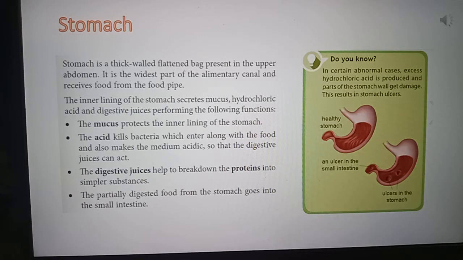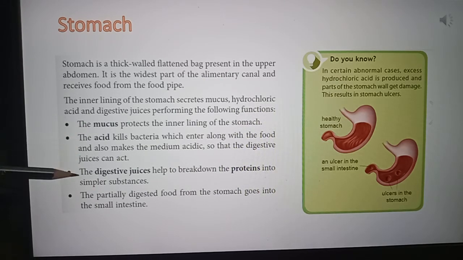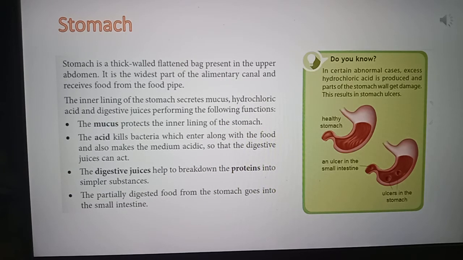The inner lining of the stomach secretes three substances. The first substance is the mucus, the second one is hydrochloric acid, and the third one is the digestive juice. Now I will be discussing the function of each of these substances.